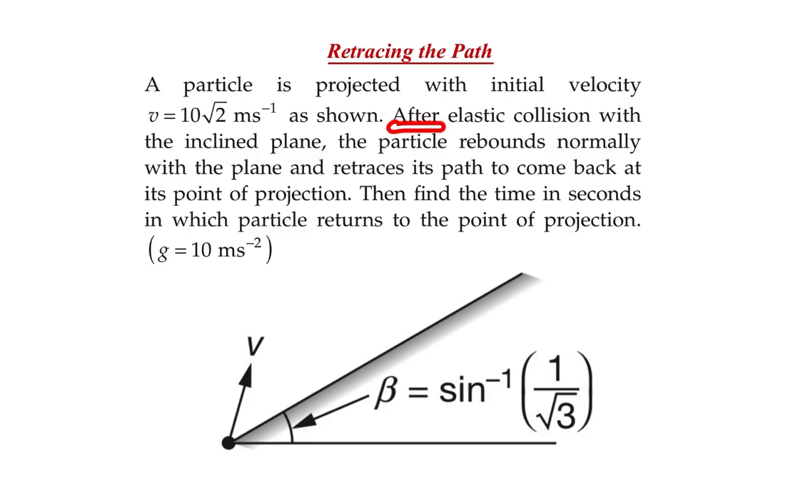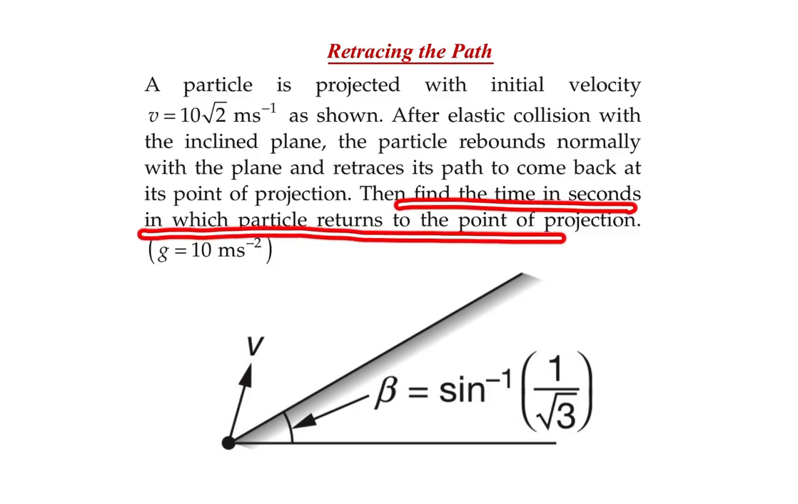It is given that after elastic collision with the inclined plane, the particle rebounds normally with the plane and retraces its path. So to rebound normally it must strike normally. So it strikes normally to this surface and then it retraces its path and returns to the original position. We have to find the time in which the particle returns to the point of projection.